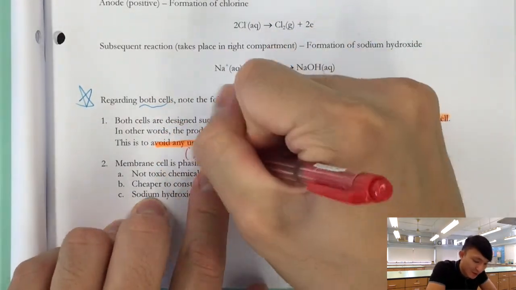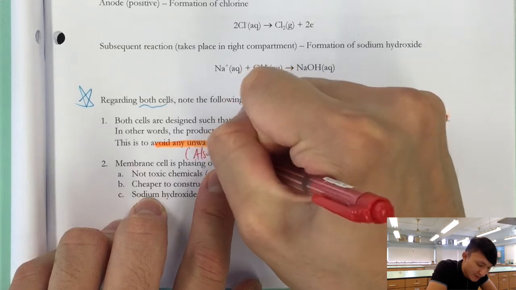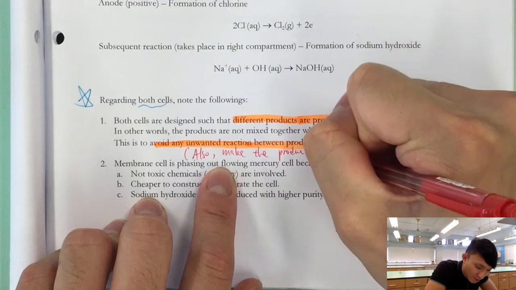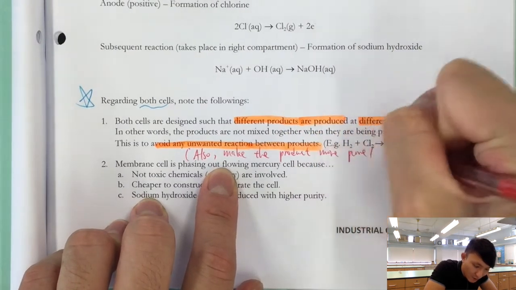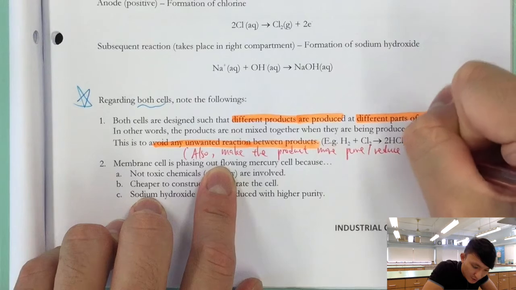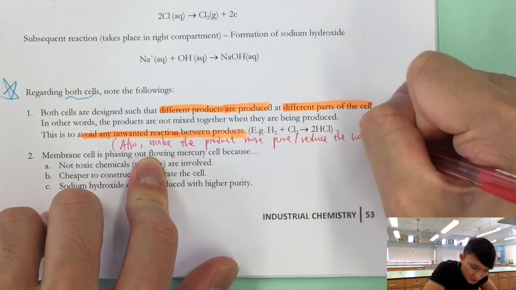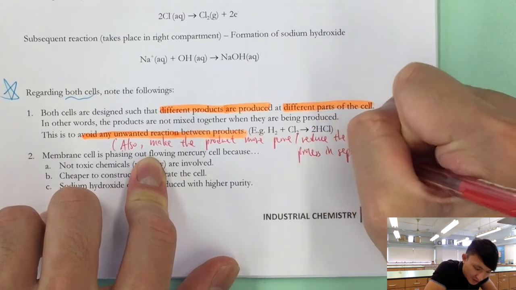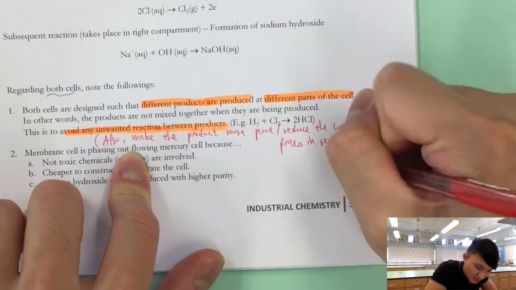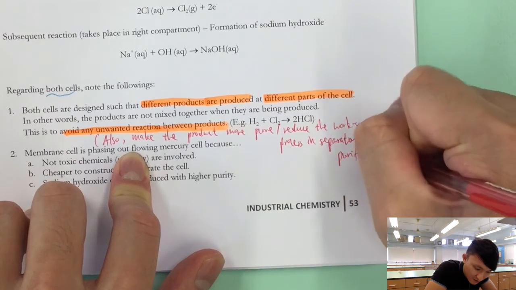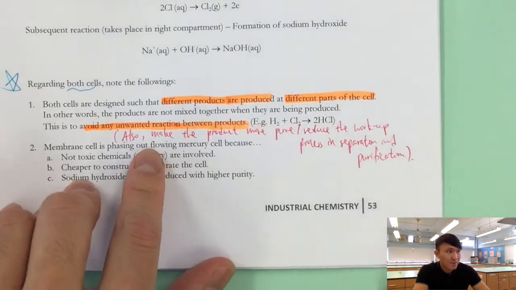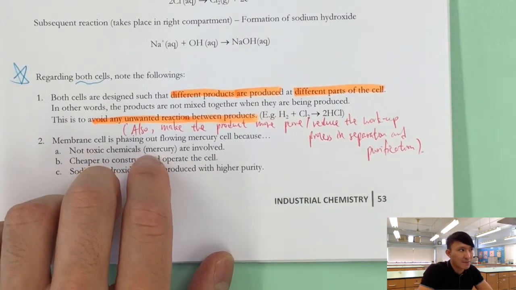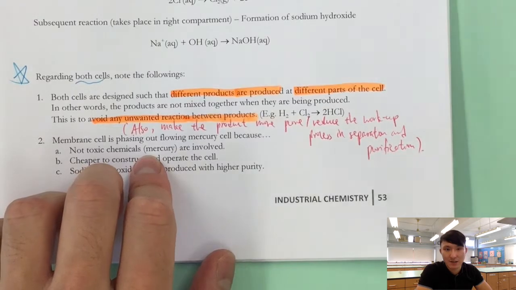Also, it will make the product more pure or reduce the workup process in separation and purification. Okay? So you see how these cells incorporate designs which can facilitate the industrial process.